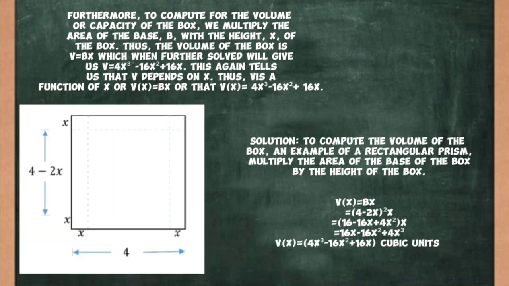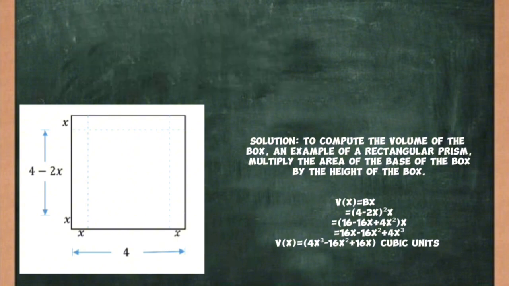The solution is to compute the volume of the box, an example of a rectangular prism. Multiply the area of the base of the box by the height of the box. So V of x equals B times x. So the value of B is the quantity 4 minus 2x squared, times x. So V of x equals the quantity 16 minus 16x plus 4x squared, times x.